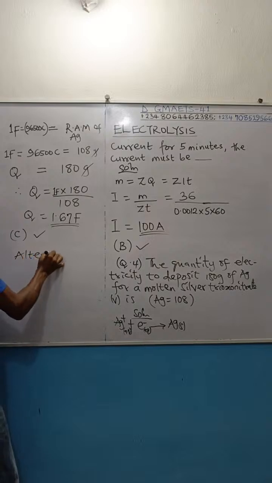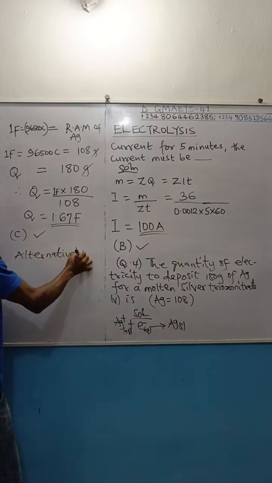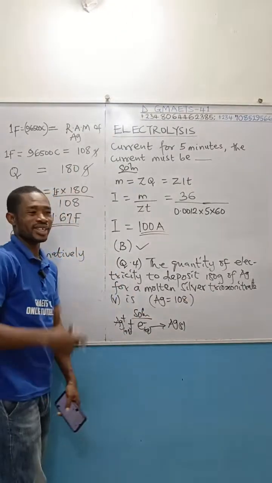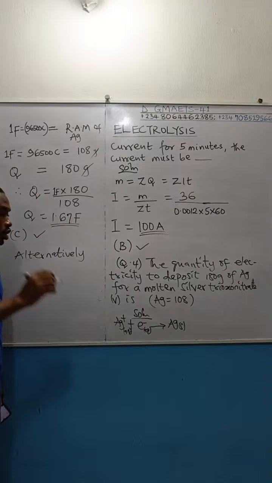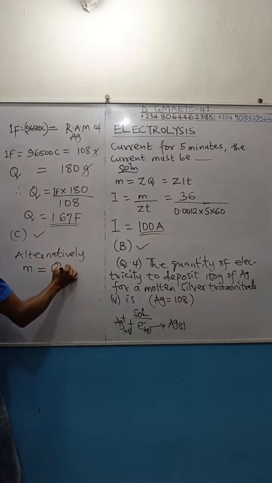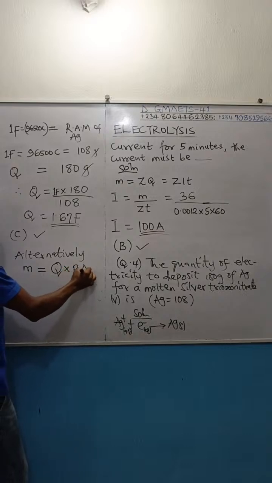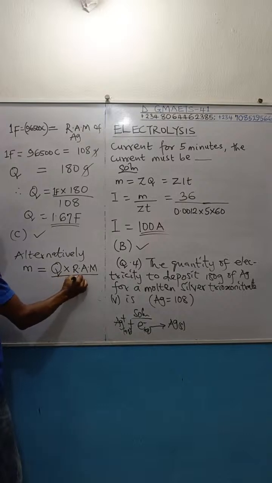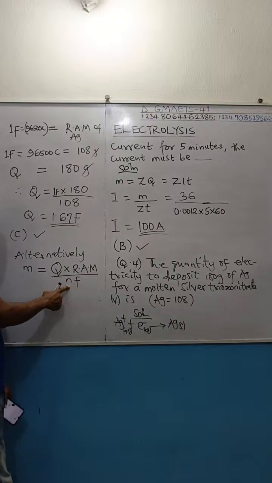Alternatively, if you don't want to go through all these protocols of writing the half-cell reaction equation or the cathode and stuff like that, you can go directly by using this formula. Mass deposited is equal to quantity of electricity times relative atomic mass of that substance, then divided by number of Faradays. Divided by what? Number of Faradays. This N here is number of Faradays.